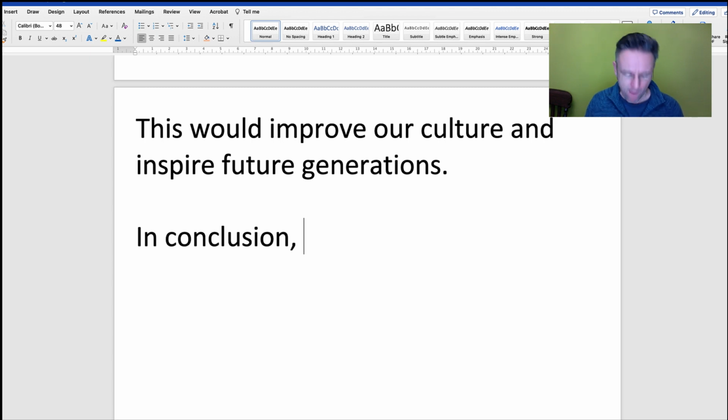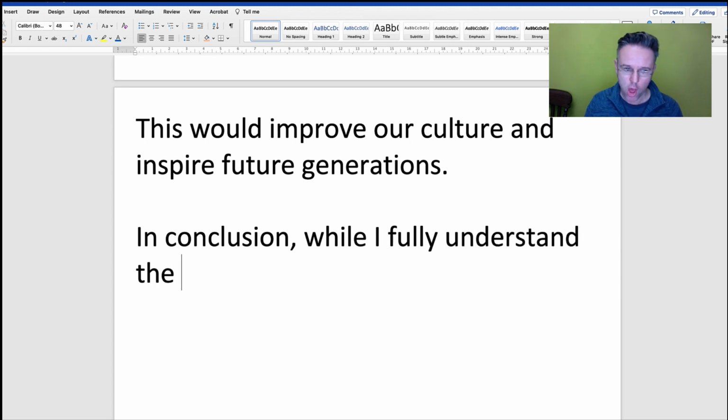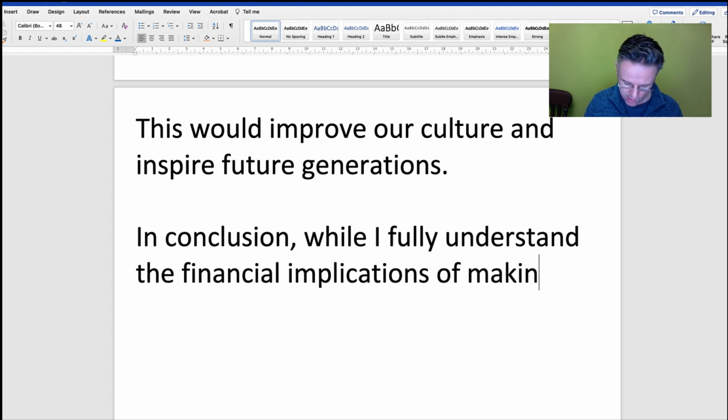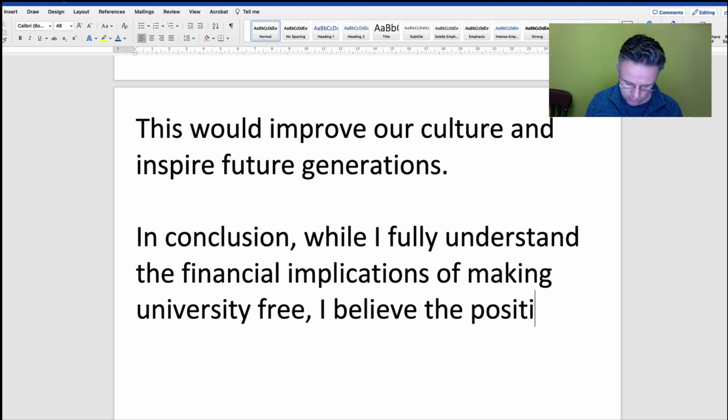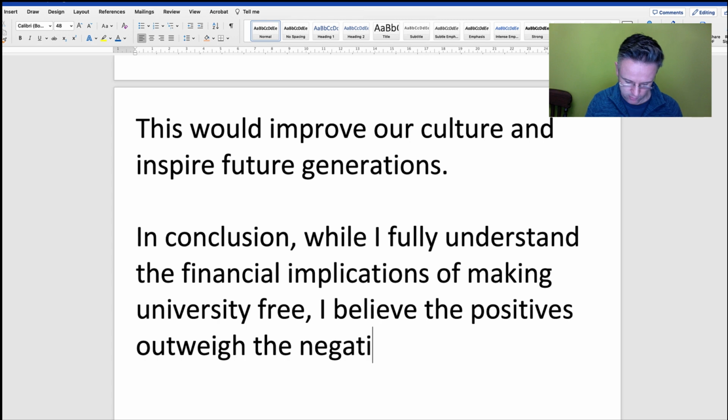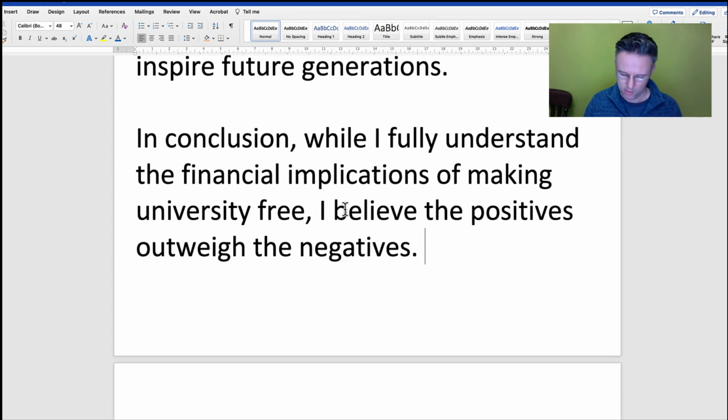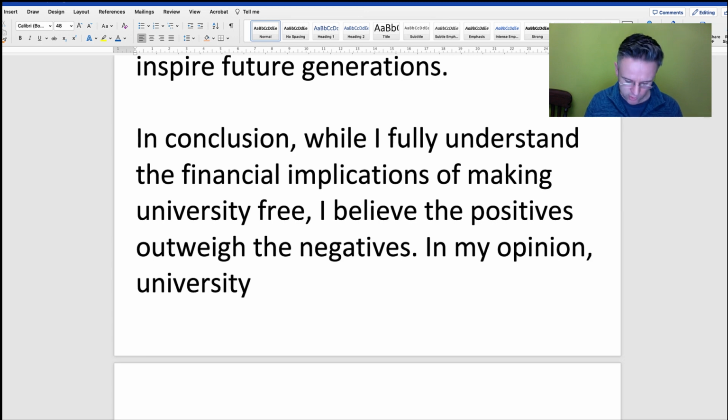In conclusion, while I fully understand the financial implications of making university free, I believe the positives outweigh the negatives. In my opinion, university should be free. So I am now going to read this through.